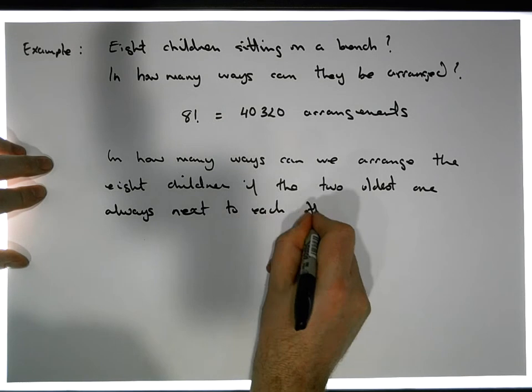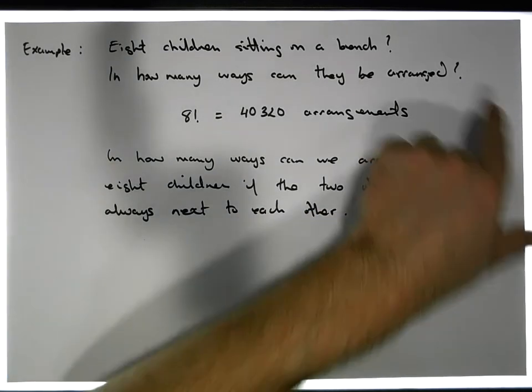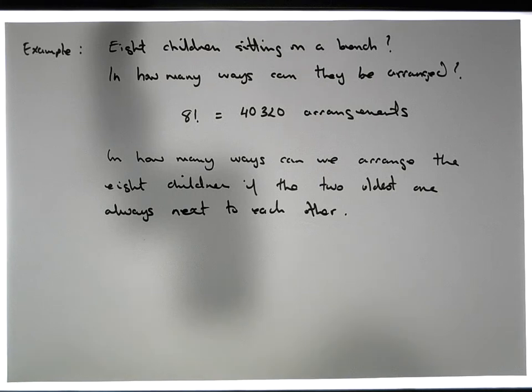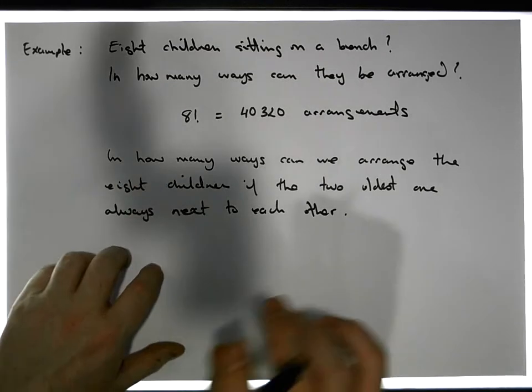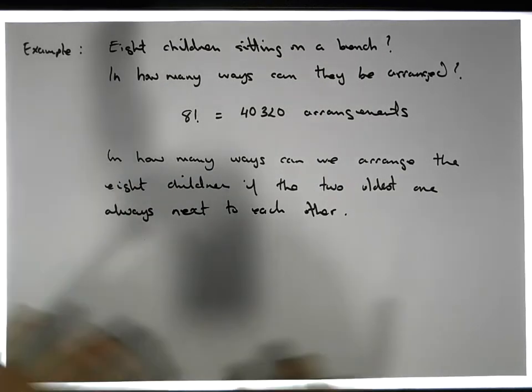Now we're just going to make a little assumption here that every single child is a different age to every other child, in which case we can always find the two oldest children. Just to make that particular assumption.